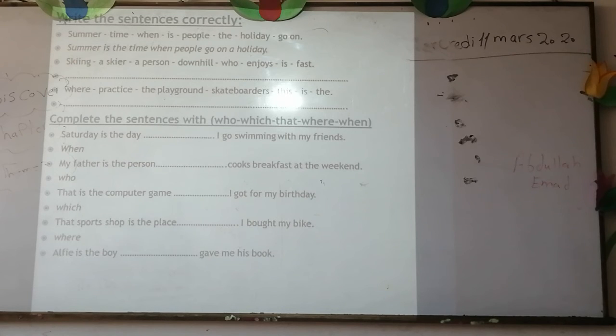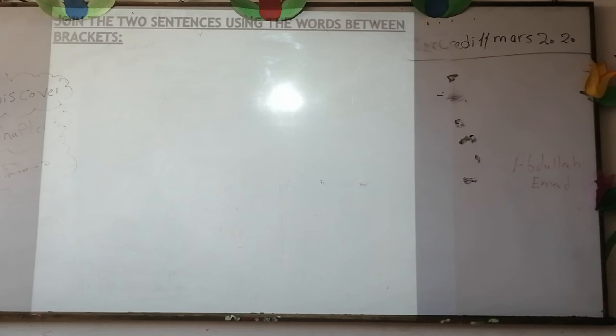Alfie is the boy, gave me his book. So Alfie is the boy who gave me his book. That was the year. Yes, we're going to write when because we're talking about time. We're figuring time here. Okay.